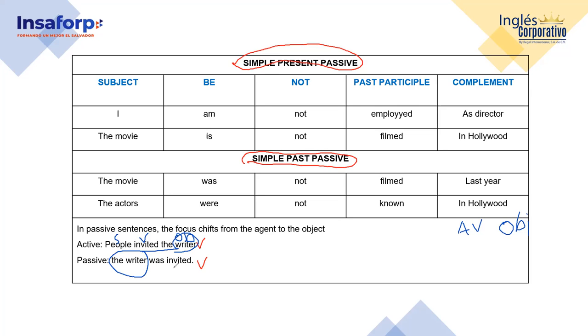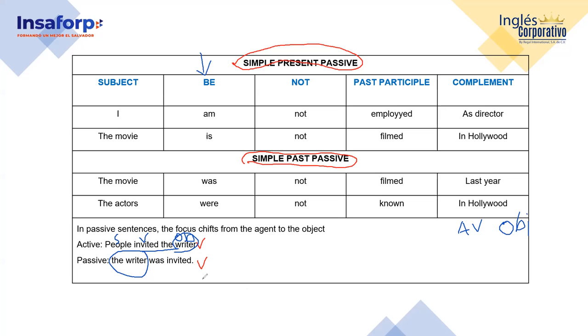y viene otro importante. The verb to be. El passive voice llama como invitado to the verb to be, a que acompañe siempre al past participle of the verb. To be passive.